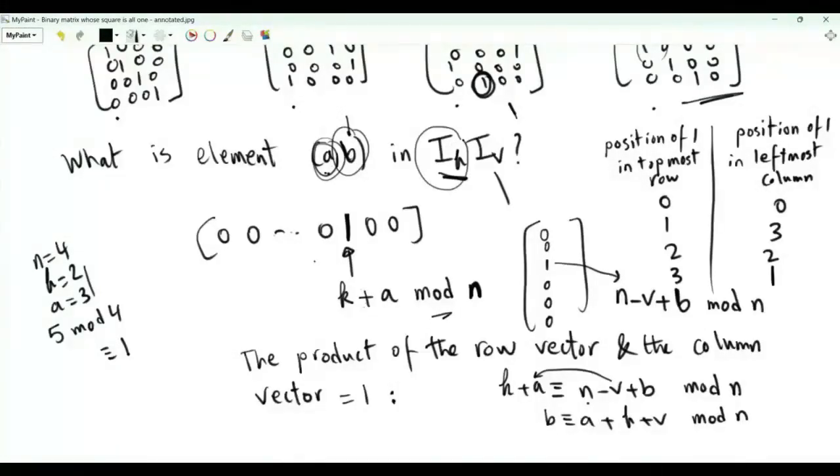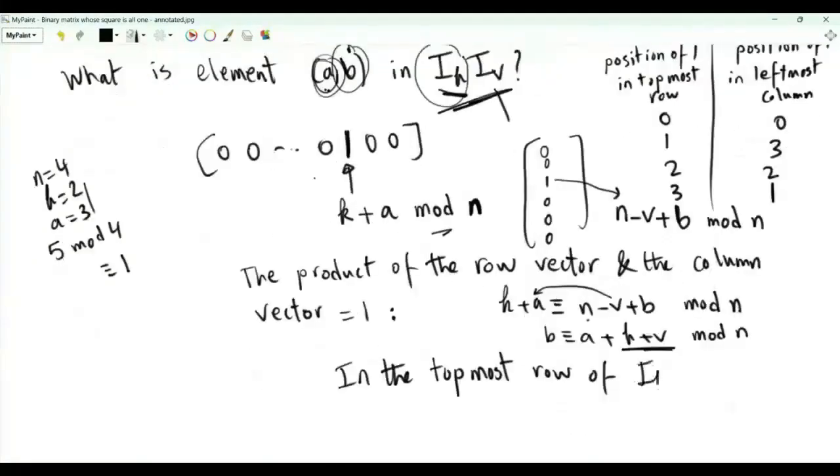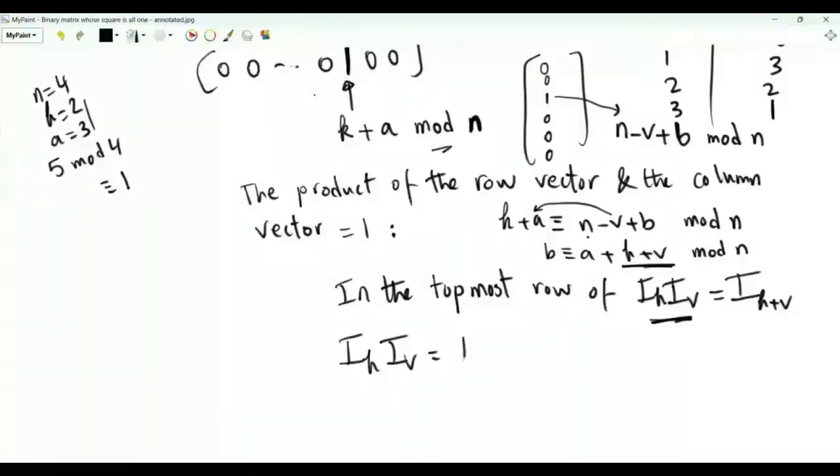In matrix I_k, row a has 1 in position a plus k modulo n. In the product, row a has 1 in the position a plus k plus v modulo n. In the topmost row of I_k I_v, the 1 is in position k plus v. This means that this product is nothing but I of k plus v. To be specific, I_k times I_v is equal to I_(k plus v modulo n). This is for k and v in the set from 0 to n minus 1.